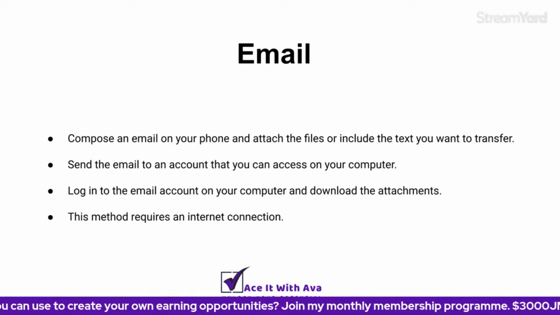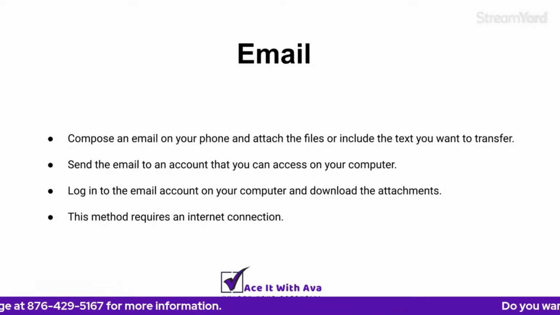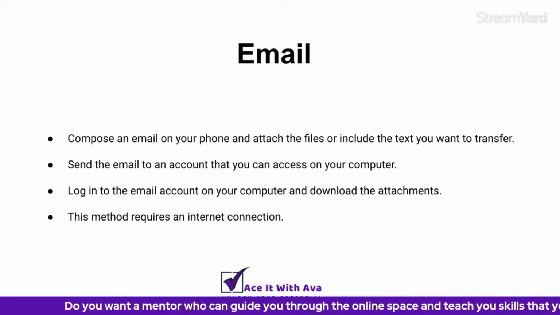So compose an email on your phone, and compose means you're writing it, you're creating the email on your phone, and you can attach files or you can include the text or links you want to transfer. So it can be a video or an image that you are attaching to your email, or you can have a document, or it can just be simple text. Sometimes you have some links that you want to send to yourself that you can't get on the computer. You want to get it via email, and then you open your email, as you see, log into your email account on your computer. It has to be an email that you have access to.